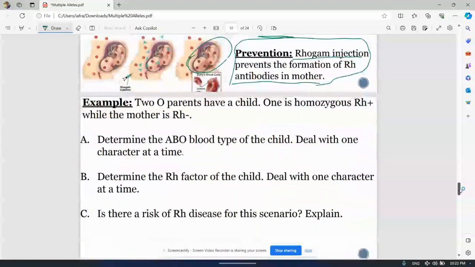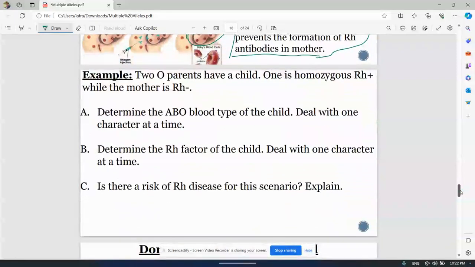So let's take a look over here at a sample problem that involves Rh factors. So we have two parents that have a child. One is homozygous Rh plus, while the mother is Rh minus. Determine the ABO blood type of the child. So first, we're going to start with just trying to find out if the child is A, B, O, or AB. Now, the two parents are O, so you should be able to tell that by now, and that's a cross between ii and ii. And so if you do your Punnett square, you get ii, ii, ii, ii. All they can have is type O. So that child is going to be type O for sure.